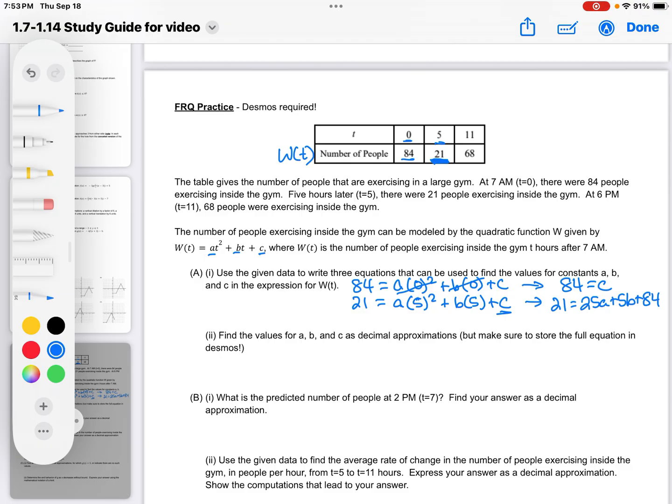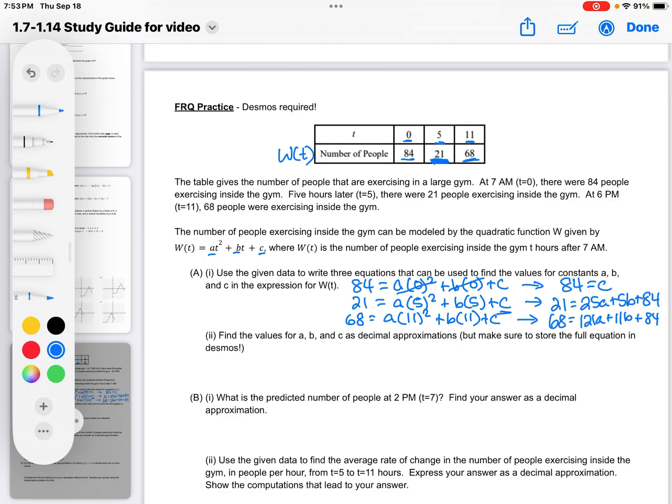All right. Third one, output is 68, and the input for that is 11. So we'll have a times 11 squared plus b times 11 plus c. And again, if you wanted, you could rewrite this as 68 equals 121a plus 11b plus c, where c is 84. So you could write it any of those ways.